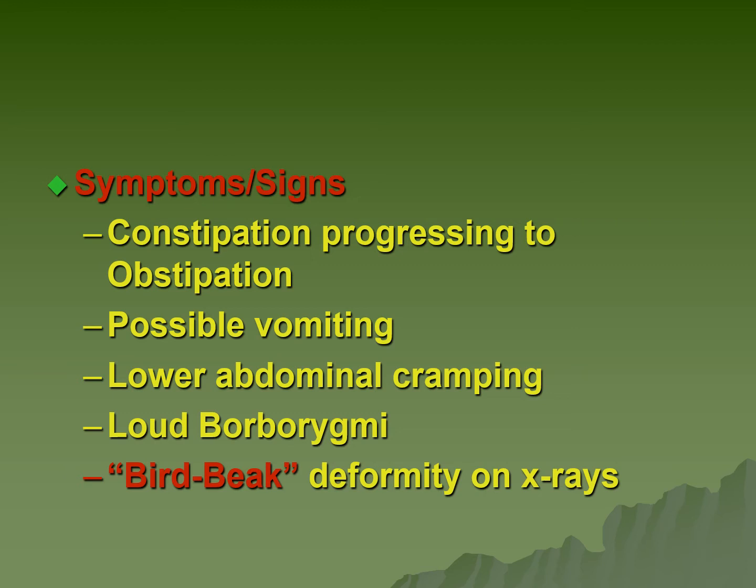X-ray will often show, or typically show, a bird beak deformity in the presence of an obstruction. This is where the proximal part of the GI tract becomes distended, and the distal part collapses due to changes in pressure. See the example on the next slide.